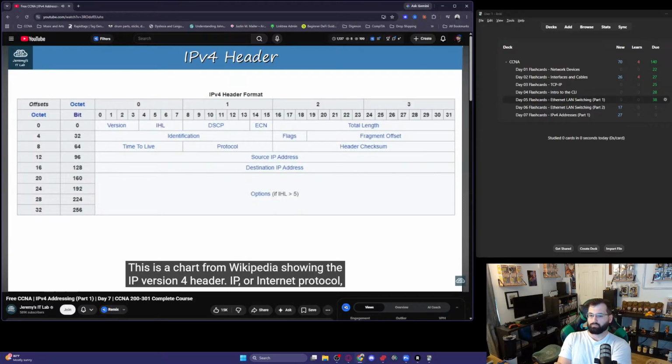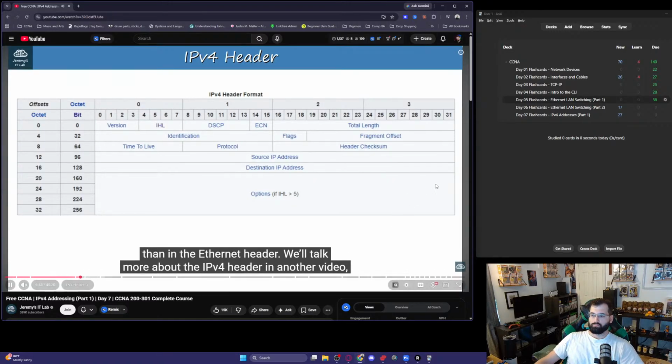This is a chart from Wikipedia showing the IP version 4 header. IP, or Internet Protocol, is the primary layer 3 protocol in use today, and version 4 is the version in use in most networks. As you can see, there are a lot of different fields in the IPv4 header, more than in the Ethernet header. We'll talk more about the IPv4 header in another video.